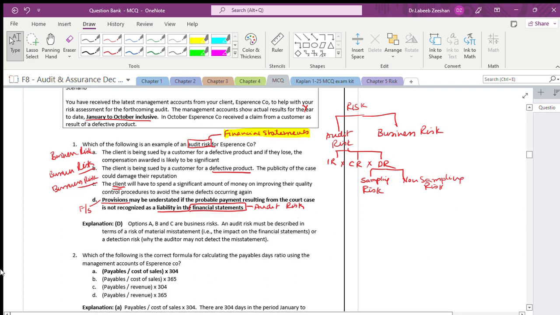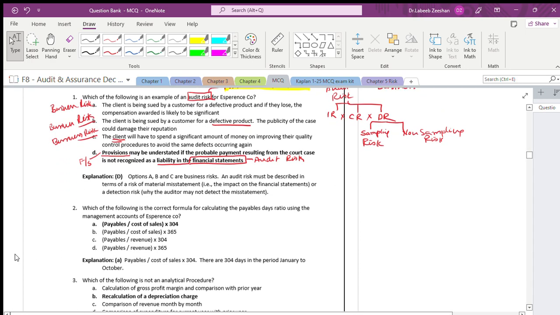Now, what is the right answer here? Immediately, what will go in our mind when we are saying the payables days ratio? We'll say payables divided by cost of sales, into 365. This is the standard formula as such.